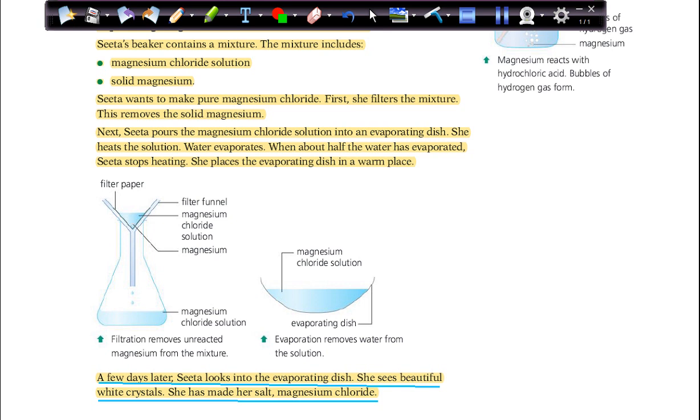So here in this flask, she poured the mixture in the funnel, and then she got the mixture without the ribbon. Then she poured it in an evaporating dish. Half of the water evaporated. She left the solution in a warm place, and then she got crystals after days.